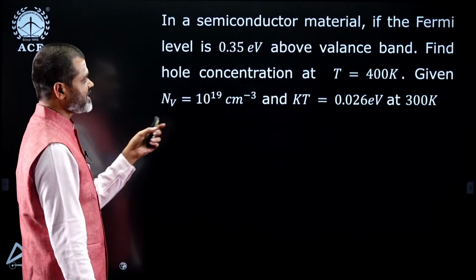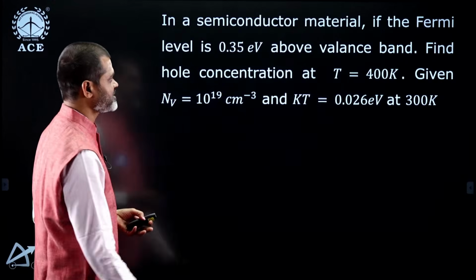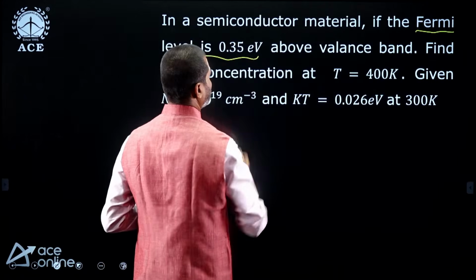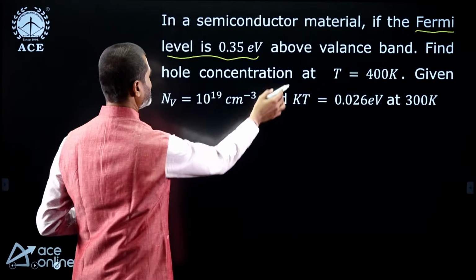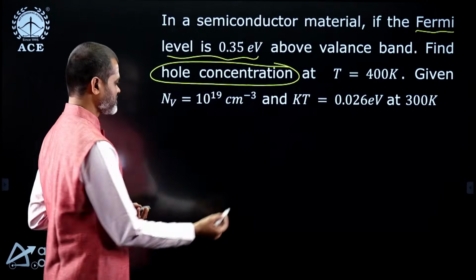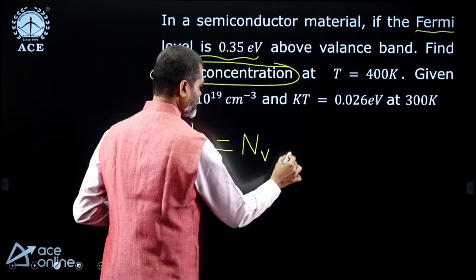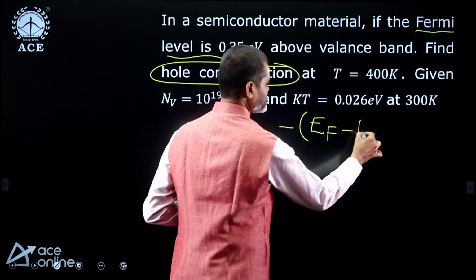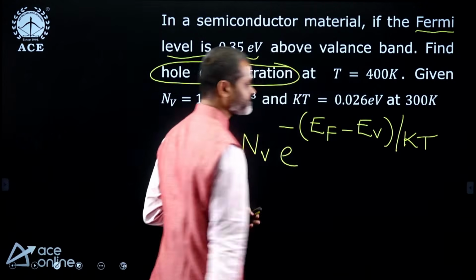Now in a semiconductor material, he has given where the Fermi energy level is located. So Fermi level is 0.35 electron volts above the valence band, right? Now what we need to calculate here? The concentration of the holes, right? So straight formula which we know, p is equal to what? NV into e power minus of (EF minus EV) divided by KT, right?